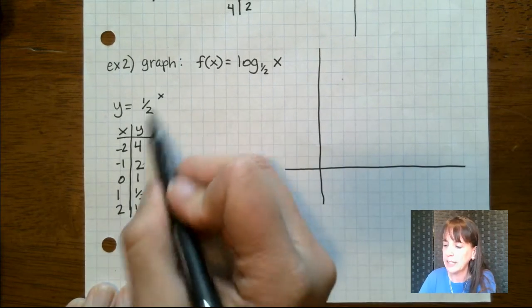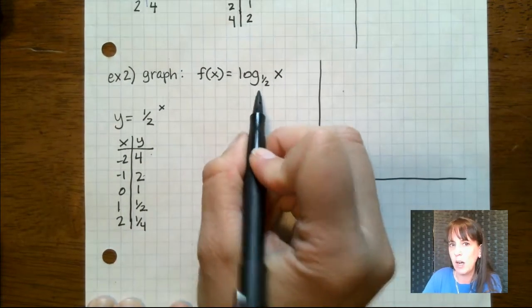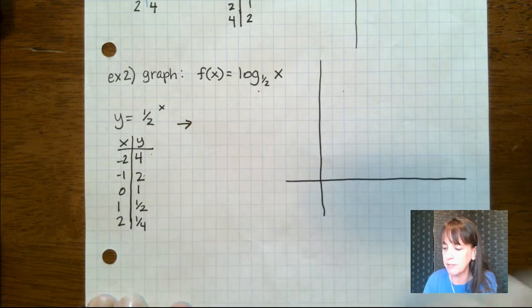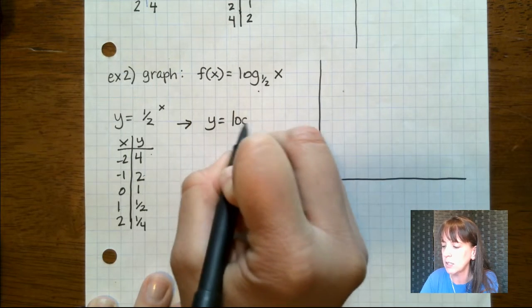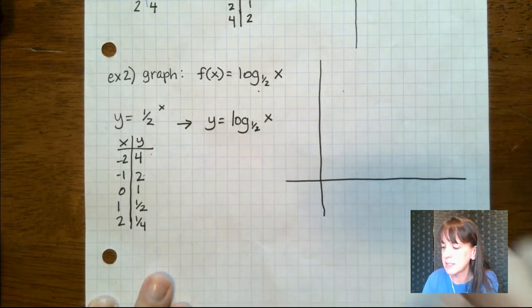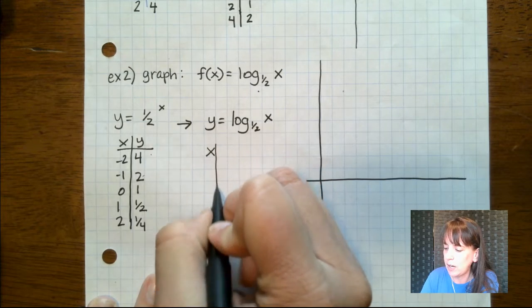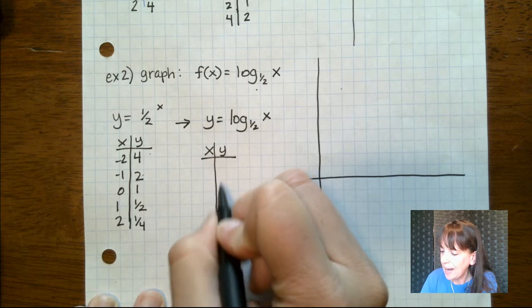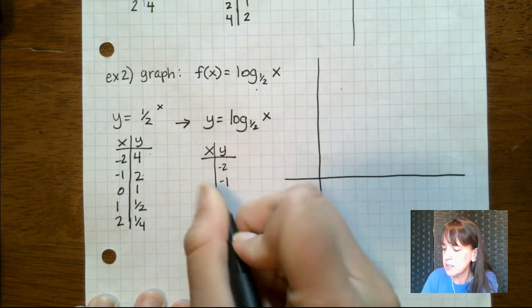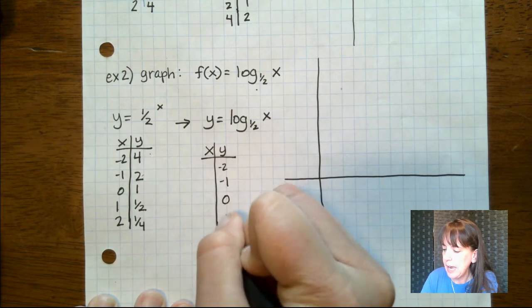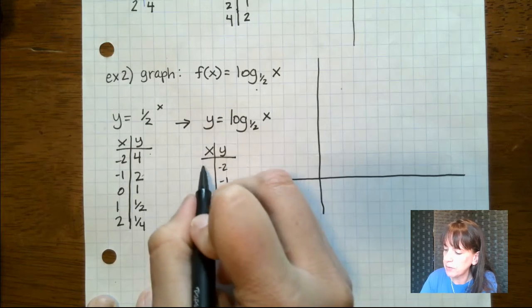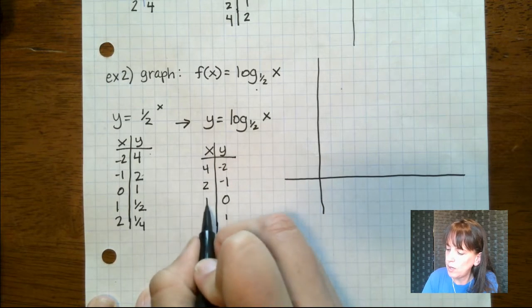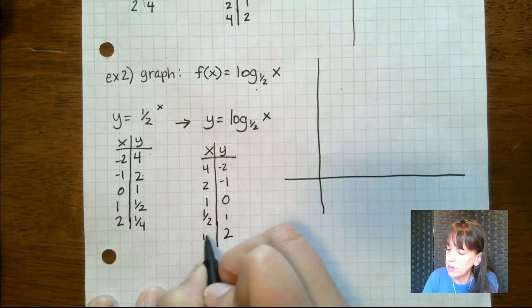Okay, so this is our exponential function. And remember, we want the logarithmic function. So we want the inverse, which is y equals log base 1/2 of x. And when we do the inverse, we've got to swap our domain and range, our x and our y. So our y is now -2, -1, 0, 1, and 2. And our x are these numbers that we found: 4, 2, 1, 1/2, 1/4.